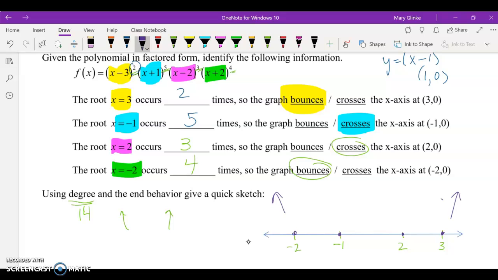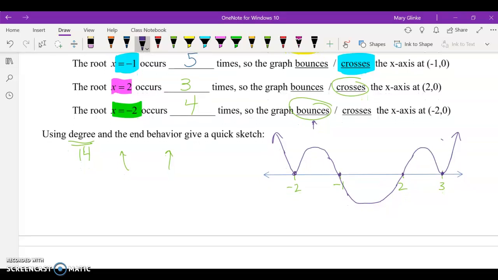So now we just need to know if we're bouncing or crossing. At -2, we said we were bouncing, which means our graph is going to come to -2 and then keep bouncing back up. -1 is going to cross based off of the odd multiplicity. At 2, our graph is also going to cross. And then at 3, our graph is going to bounce.